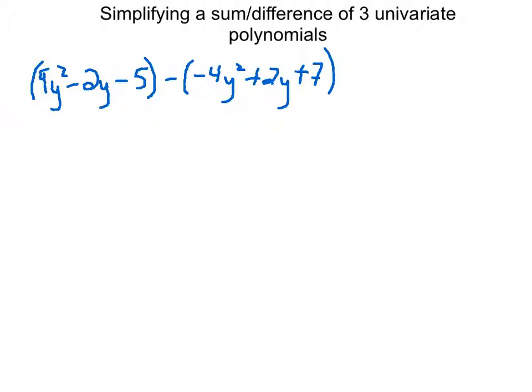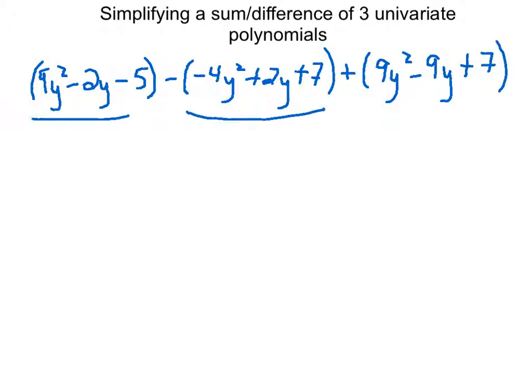Close that polynomial, and here we'll just add this last one. So there's our third. Let's do 9y squared minus 9y plus 7. Three things: this minus that plus that. That's what we're going to be doing. We're just going to remember that: something minus something plus something.